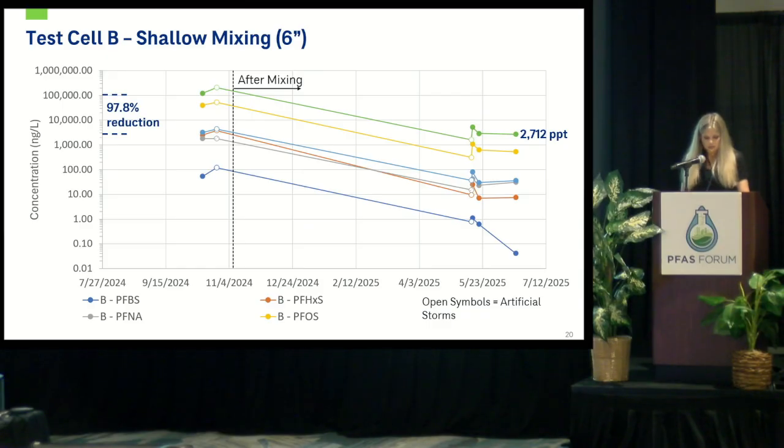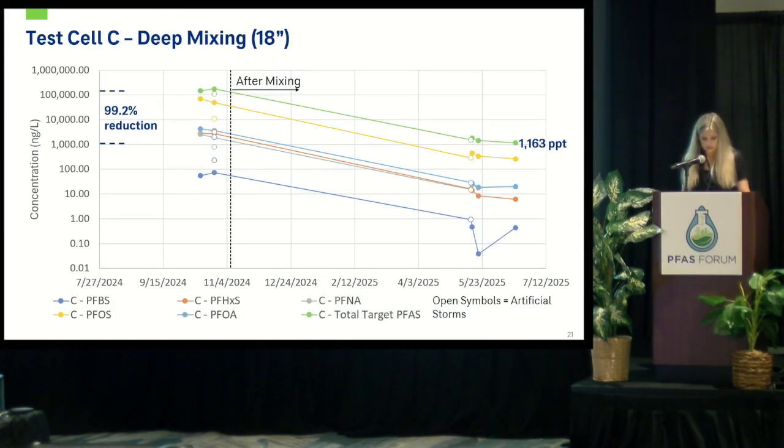However, despite that reduction, concentrations still remained relatively high, with a total target PFAS measured at approximately 2,700 nanograms per liter. Total target PFAS in this case is the sum of the PFAS measured in EPA Method 1633 with non-detects set to 0.